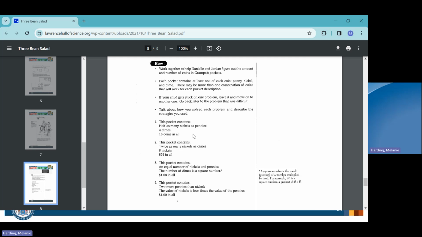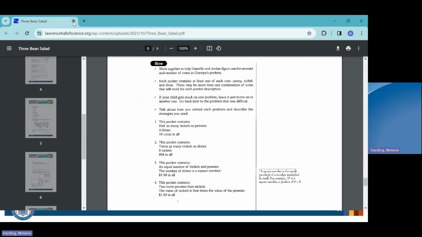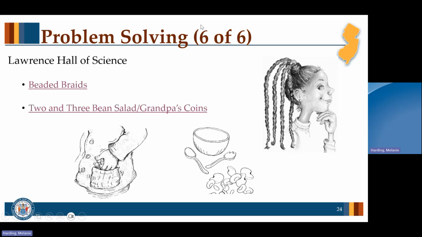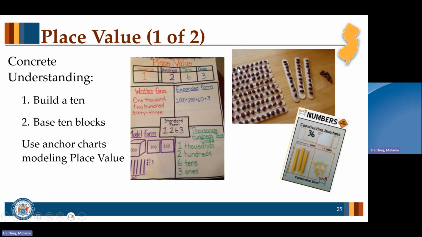So this pocket contains half as many nickels as pennies. There's 4 dimes in all, 16 coins in all. I mean, we could bring that up to a higher level too, where kids are actually counting how much money they have in Grandpa's pocket. All right, I'm going to move on to place value. But problem solving, there's a lot more information on the website on that last training done about problem solving.